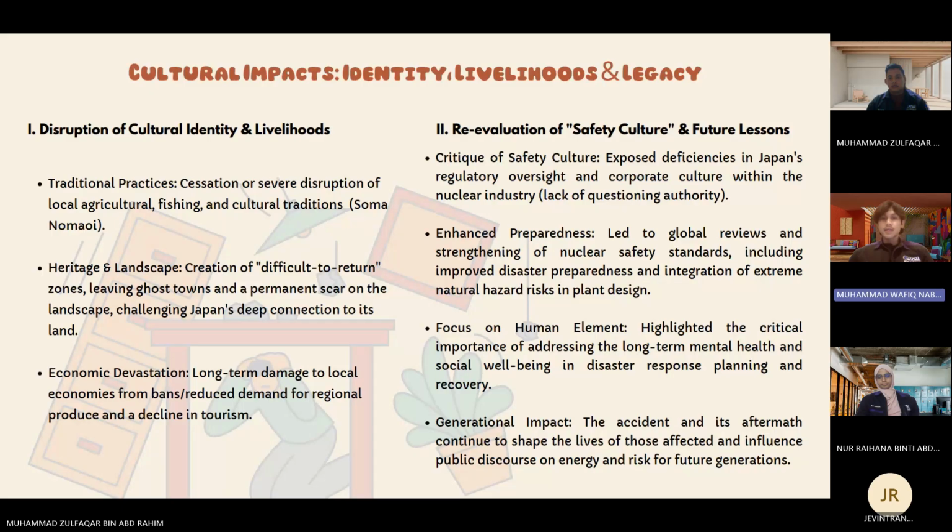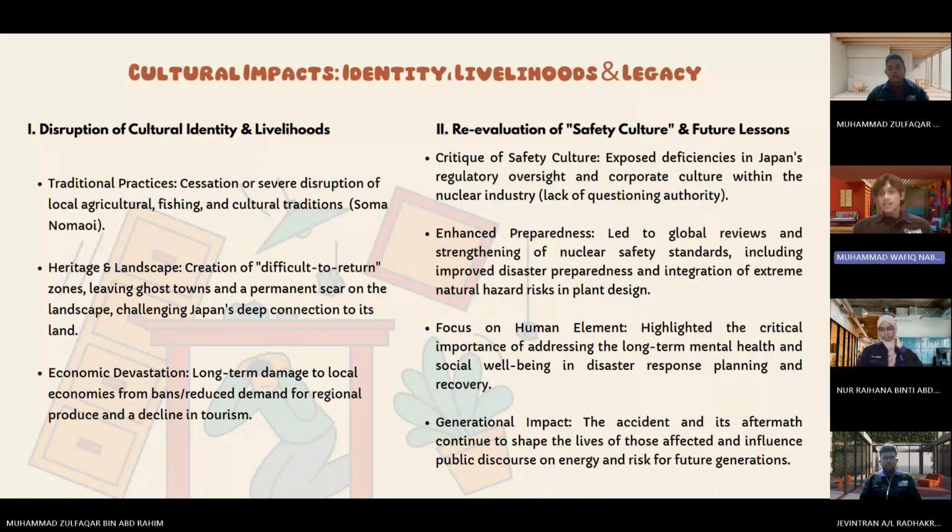Highlighted the critical importance of addressing the long-term mental health and social well-being in disaster response planning and recovery. And the last one for my point is generational impact. The accident and its aftermath continue to shape the life of those affected and influence public discourse on energy and risk for future generations. That's all from me.